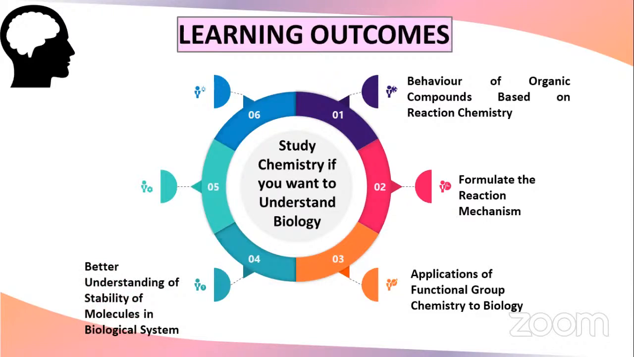This also gives us a better understanding of the stability of the molecules, because we know that proteins have different secondary structures, tertiary structures, quaternary structures. How do these structures get stabilized in the biological system? How do we have various molecules? There are so many molecules which we consume, and so many molecules which are synthesized in our body. So how are these molecules stabilized, what makes them stable in the biological system?